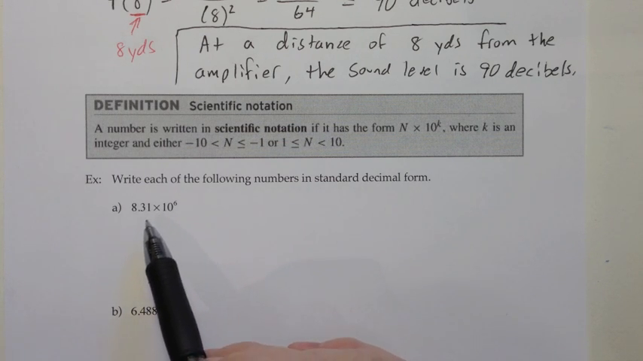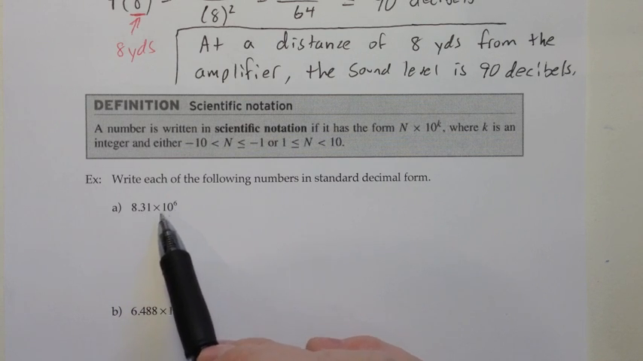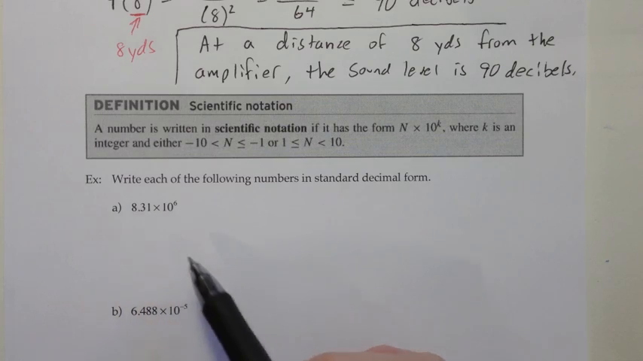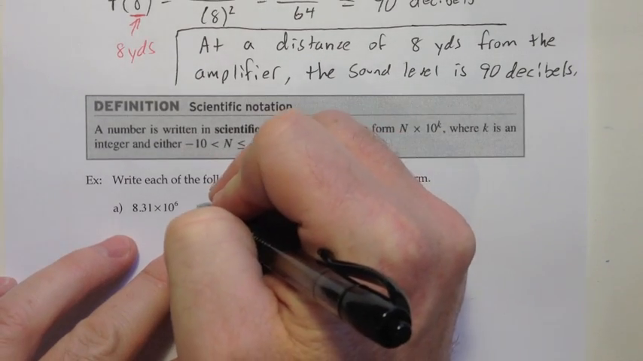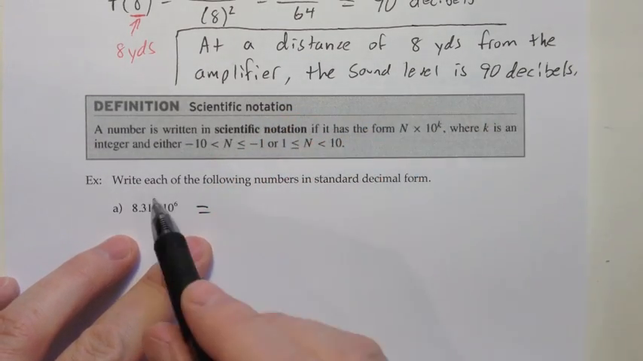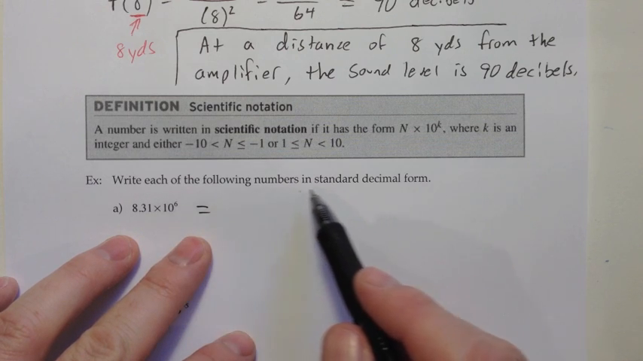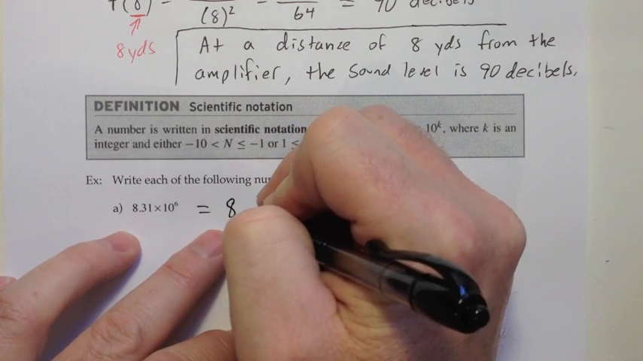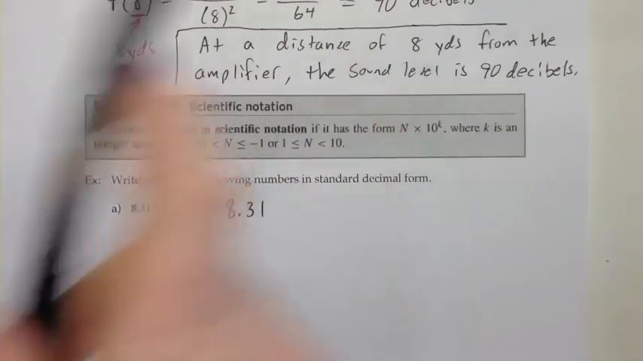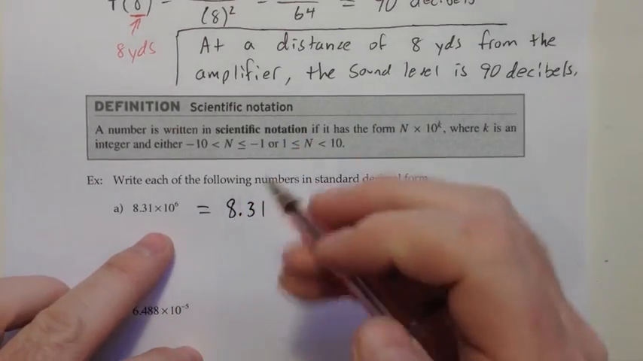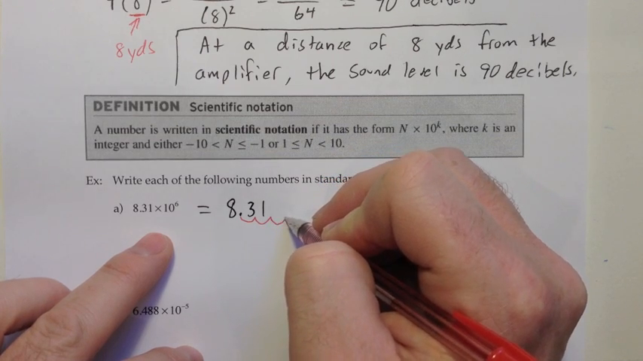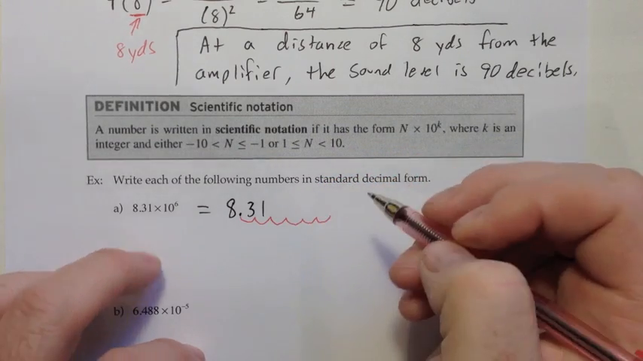So what happens when you multiply by 10? It just moves the decimal over once. What happens if you multiply by 10 6 times? It's going to move the decimal to the right 6 places. So if I work this out and think, what does this number really mean? And that is our directions here: write each of the numbers in standard decimal form. Then I take that 8.31 and I move its decimal to the right 6 places, because I multiply by 10 once, it moves. I multiply by 10 again, it moves. And I do that 3, 4, 5, 6 times.